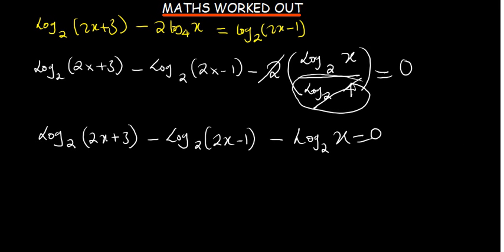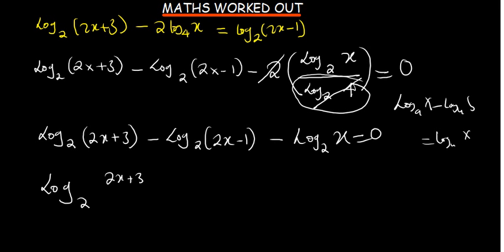So now you merge this as a single log. This is going to be log in base 2. We're going to write the 2x plus 3. Now this one is subtracting, meaning that this thing is going to come down, like logs of the same base subtracting. When you've got log in base a of x minus log in base a of b, this is the same as log in base a of x over b. So just divide these two. So that's what we're going to do also for this one. The 2x minus 1 is going to be in the denominator.